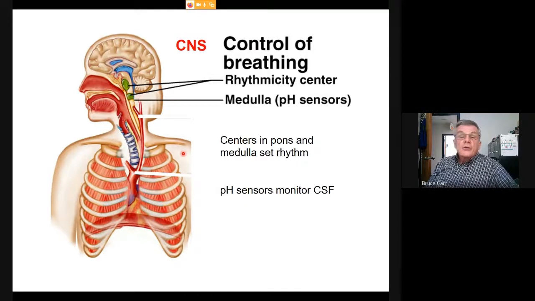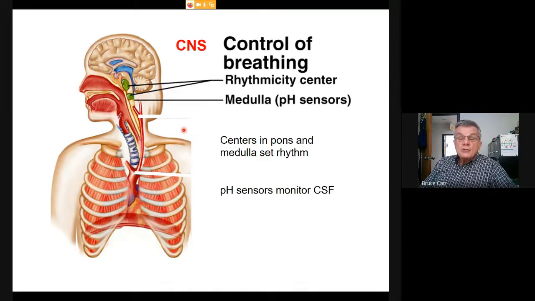Central control is accomplished by those respiratory centers we named last semester when we were talking about the central nervous system. Here's that brain stem, and it's the brain stem all the way down to the foramen magnum. But here we have a couple of centers we call the rhythmicity center and the medulla, where pH sensors are located. We have centers for these central nervous system controls in the pons and in the medulla oblongata, which set our basic rhythm, our basic rate to control our breathing.